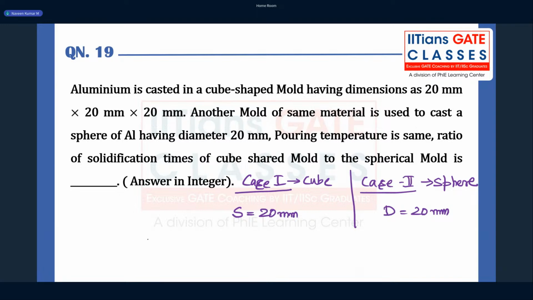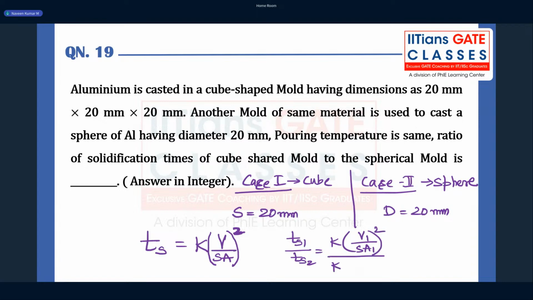First, what is solidification time? Solidification time is given by Chvorinov's principle, equal to K into V by surface area, whole square. I was mentioning that you'll forget the square. Do not forget the square. Solidification time of case 1 divided by solidification time of case 2 will be K into volume of case 1 by surface area of case 1 whole square, by K into volume of case 2 by surface area of case 2 whole square, right? This K gets cancelled.